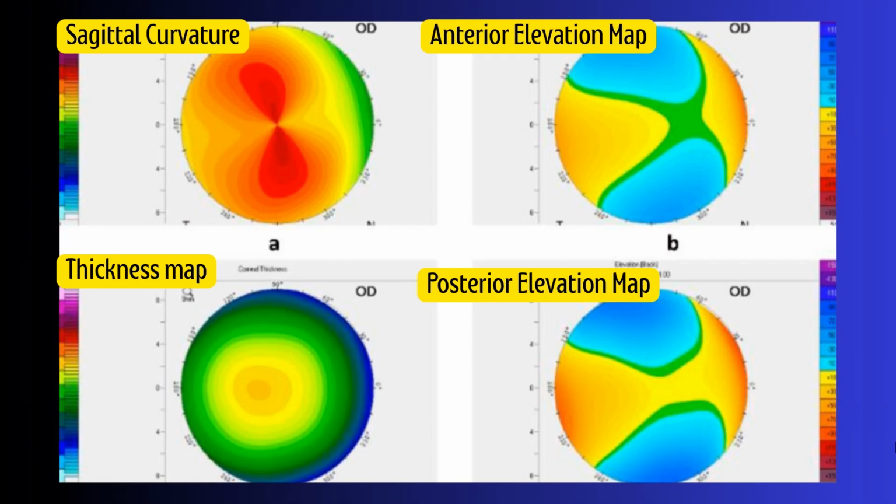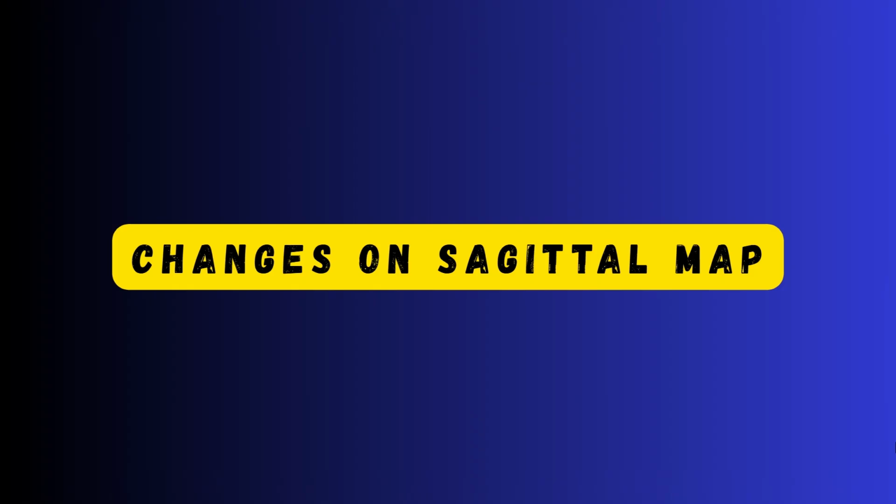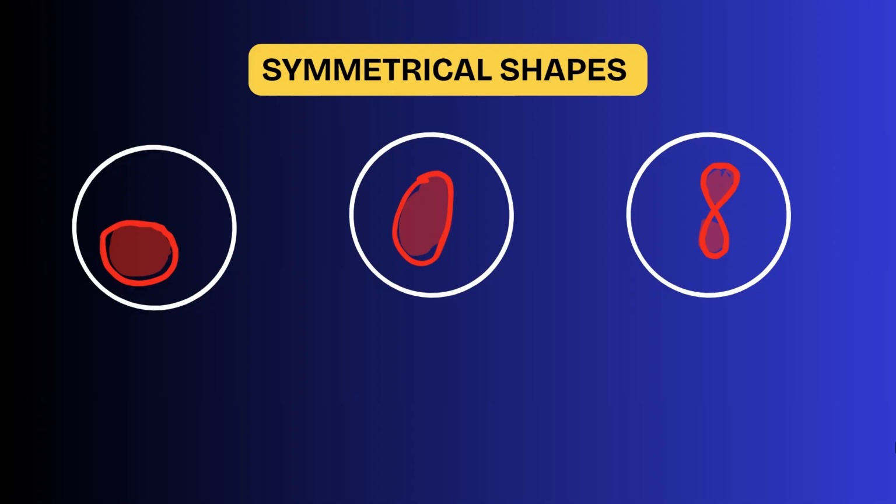Let's now understand the diagnostic flow using the 4 main topography maps. We have the axial or sagittal curvature map, the anterior elevation map, the posterior elevation map, and the pachymetric or thickness map. Starting with the axial map or the curvature map, here we observe the symmetry or asymmetry in the color pattern. The symmetrical shapes could be round, could be oval, or they could be symmetrical in the form of a bow tie.